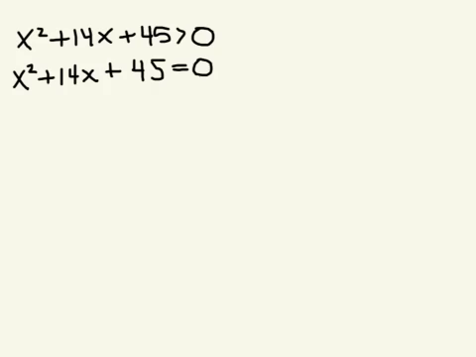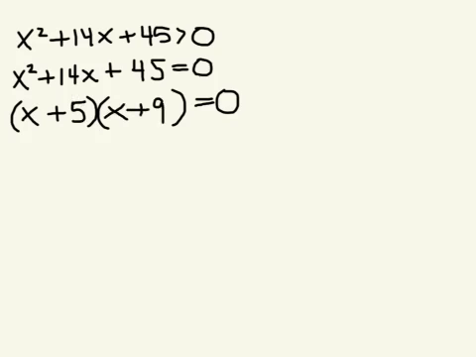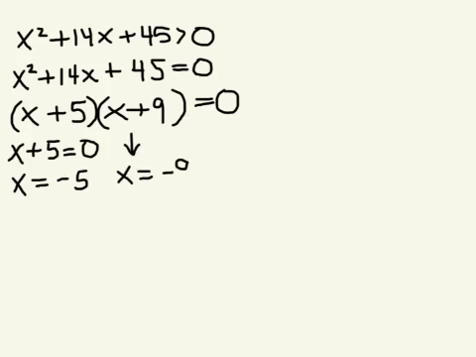And in order to solve it, we're going to factor it. So what are the factors that give you a product of 45 but add up to 14? We're going to need x plus 5 and x plus 9. Then when you set each of those factors equal to 0 to get your solutions, you get x equals -5, or this one would give you x equals -9. Those are called boundary points.